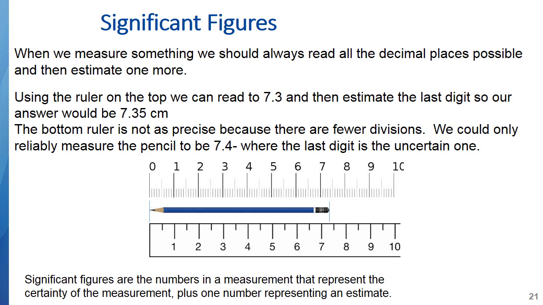If we use the top scale, you can see that there's more precision, there's a lot more points that we can use. Looking at the top scale, we can see that the pencil is somewhere between 7.3 and 7.4. So we're going to estimate one more digit, and it looks like it's maybe a little past 7.3, so we might say 7.35. We might say 7.36. I guess it depends on the mood you're in when you're reading it. But the idea is that you always have one digit of uncertainty that represents the estimate.